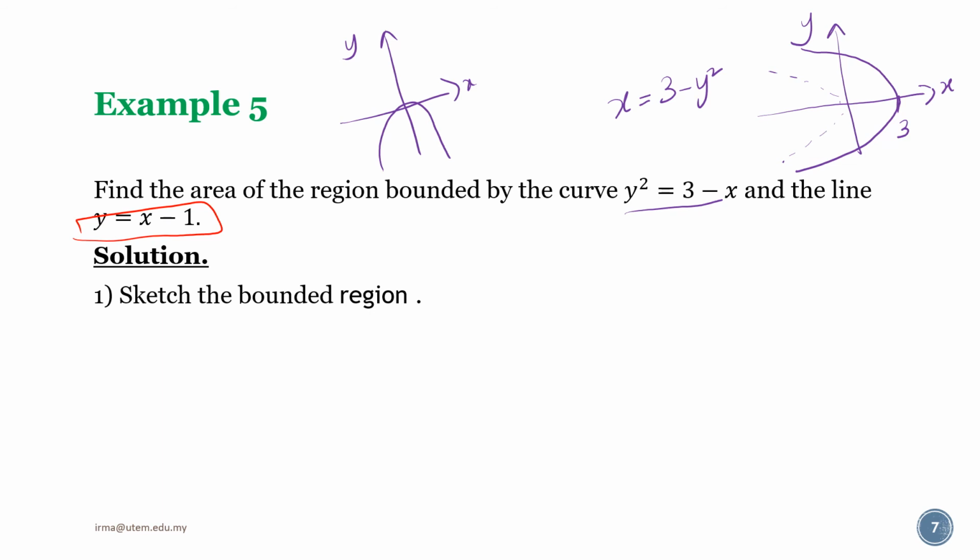Another method is to plot it. How to plot? We have the function y equal to x minus 1. Let x equal to 0. So you will have y equal to 0 minus 1, which is negative 1. From here, you get the coordinate 0, negative 1. Where is 0, negative 1? Is it over here or this one?